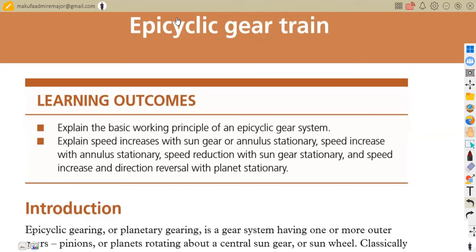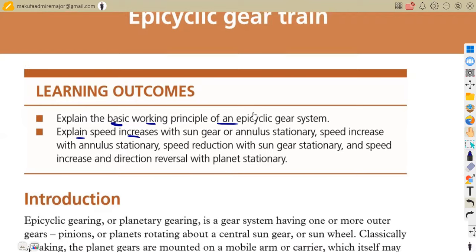Still on our Mechanotechnics N5, working on the introduction, talking about the epicyclic gear trains in this case. We need to know the basics that we are going to work with to explain the basic working principle of an epicyclic gear system: speed increase with the sun gear or annular stationary, speed increase with annular stationary, speed reduction with sun gear stationary. So what is going to happen if one is fixed, that is stationary, with no movement? One is fixed, another is increasing in speed, another is stationary, another is decreasing in speed. These are some of the things that we shall be considering.